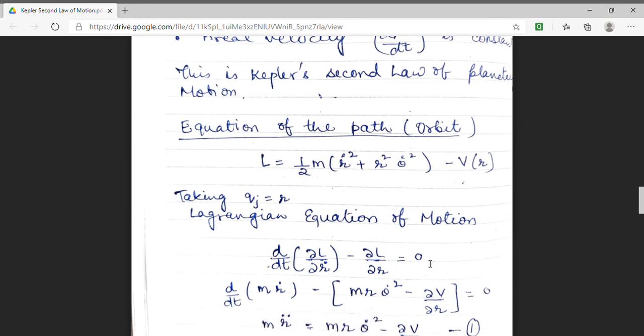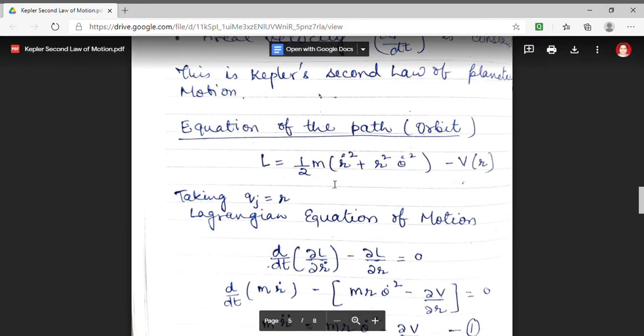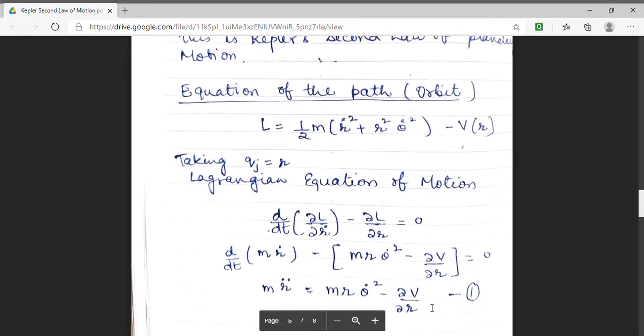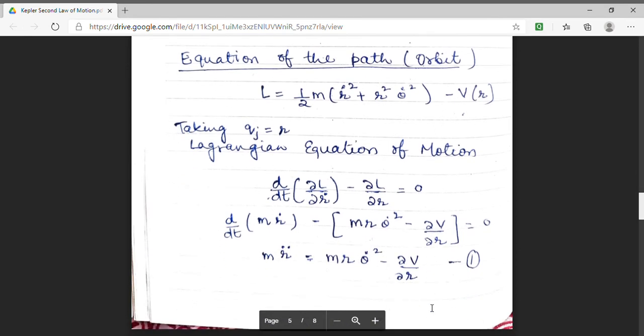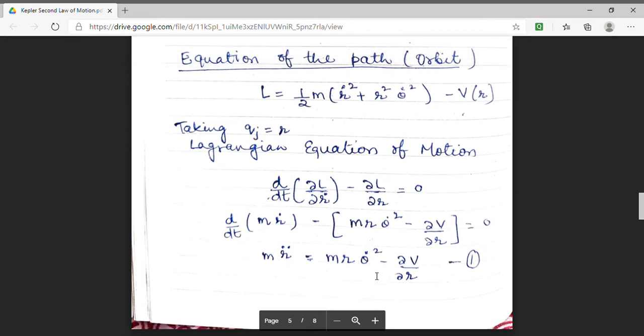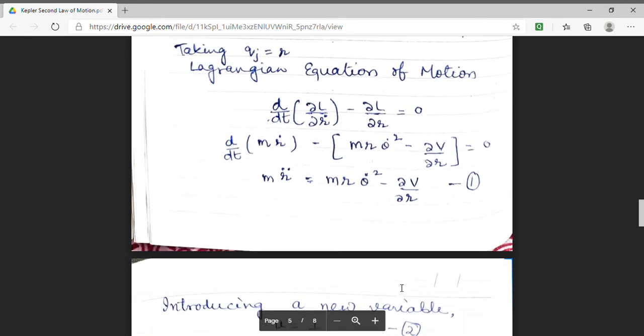So differentiating L with respect to ṙ, I get m ṙ. Differentiating L with respect to r, I will get m r θ̇² minus ∂V/∂r. So my Lagrangian equation becomes m r̈ = m r θ̇² − ∂V/∂r. Now I have to find the equation of orbit.